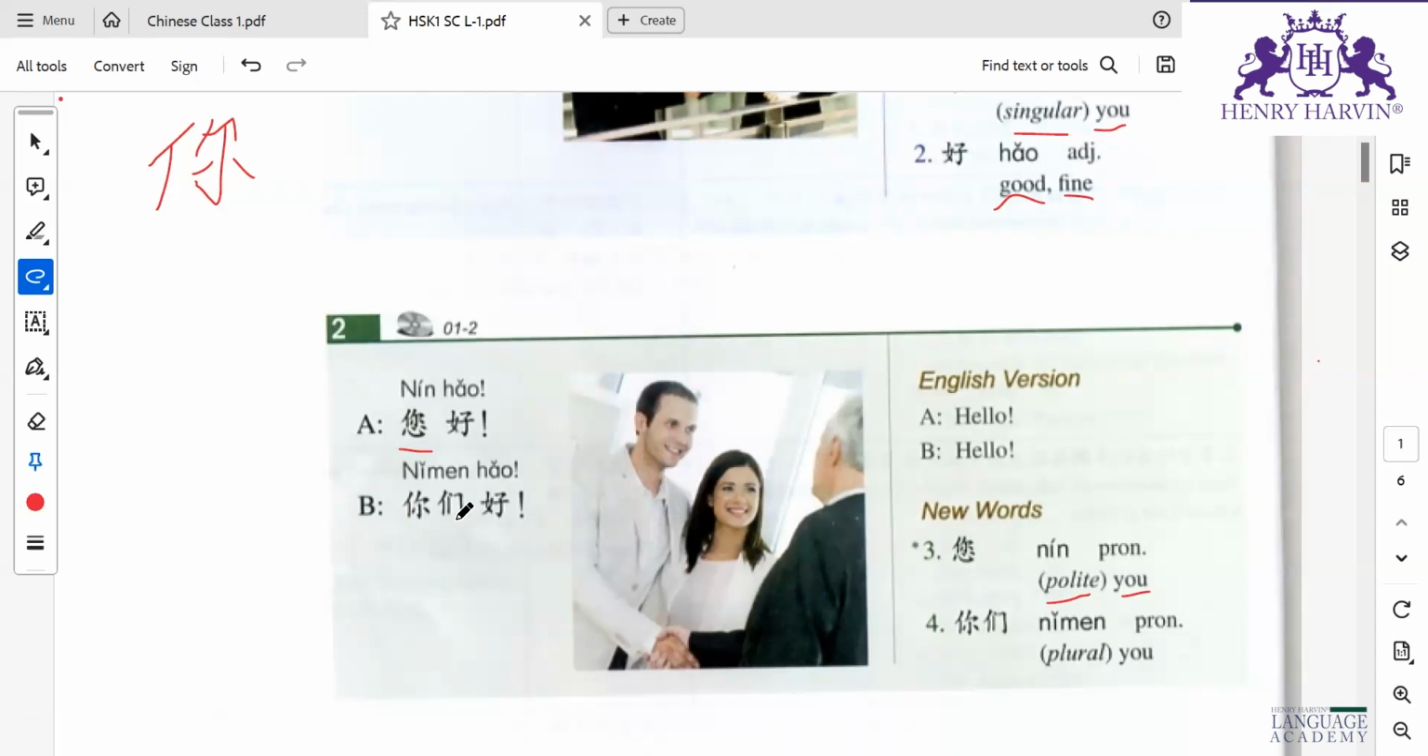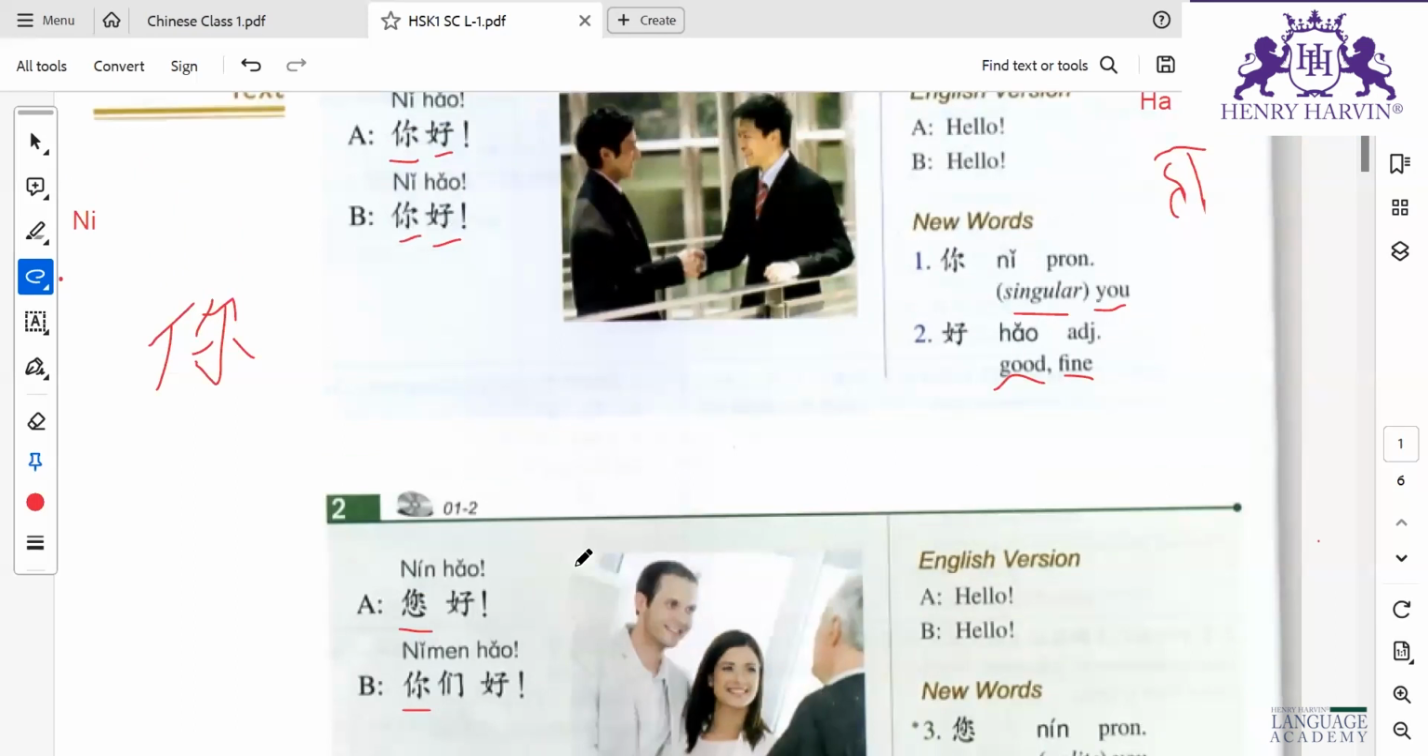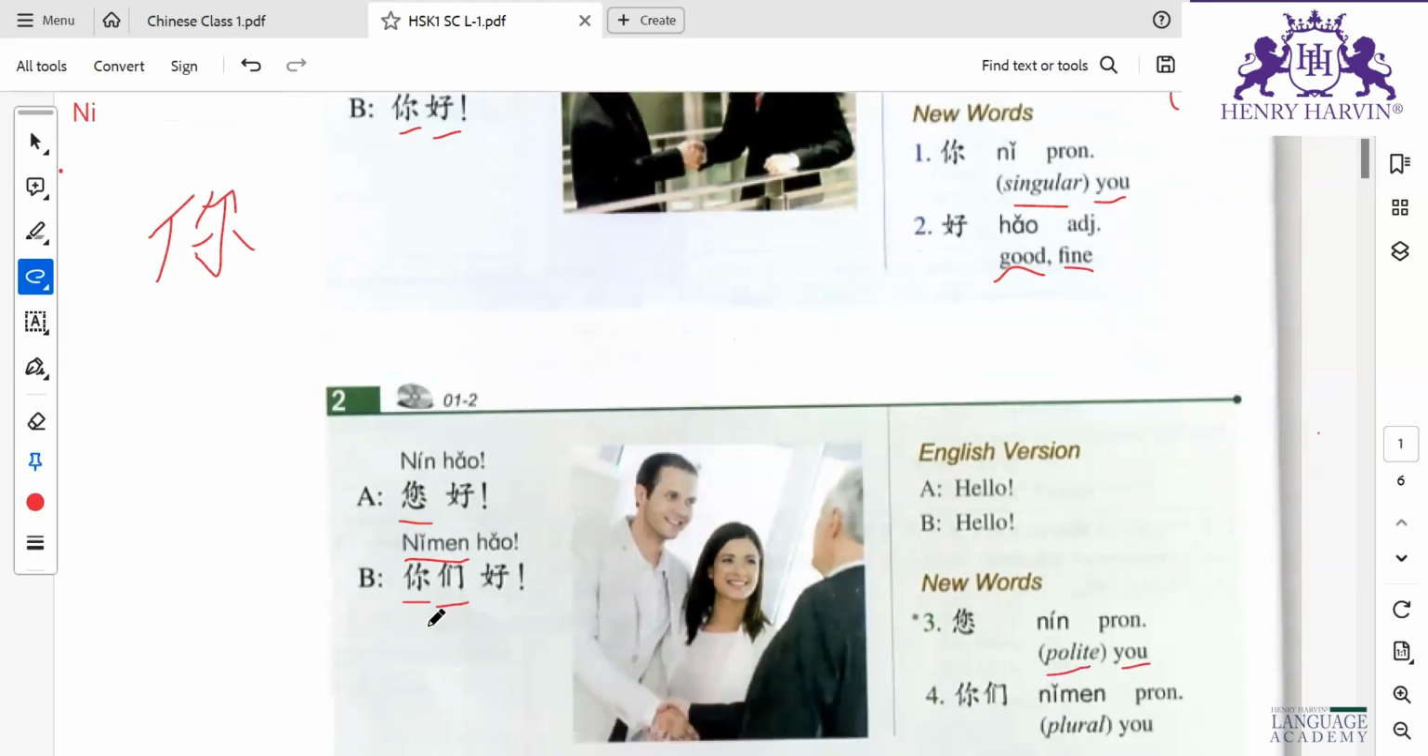See, here also we have different characters. This ni is the same as the ni above, but we have some more characters here: nimen. This is one word. That's why we don't have any gap between ni and men, but the characters are different for both. They haven't shown any gap because this is a single combined word made of two characters and two pinyin. Ni and men are two different pinyin, but they have been combined into a single word, nimen.